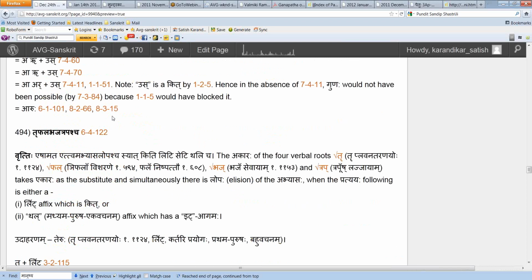So this 6.4.122 extends 6.4.120 for these four dhatus, which would have otherwise not been eligible for 6.4.120, or would have been blocked for 6.4.120. Through was blocked by 6.4.126, and the other three did not qualify at all, because this would have taken abhyasa charcha pakara deshaha. In the case of bhaj, abhyasa charcha by bakara deshaha. In the case of trap, there is sanyoga. So that's why Panini extends 6.4.120 for these four dhatus specifically.